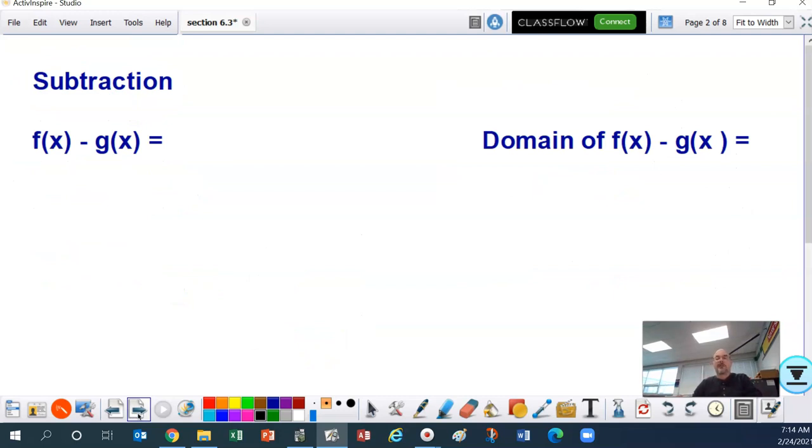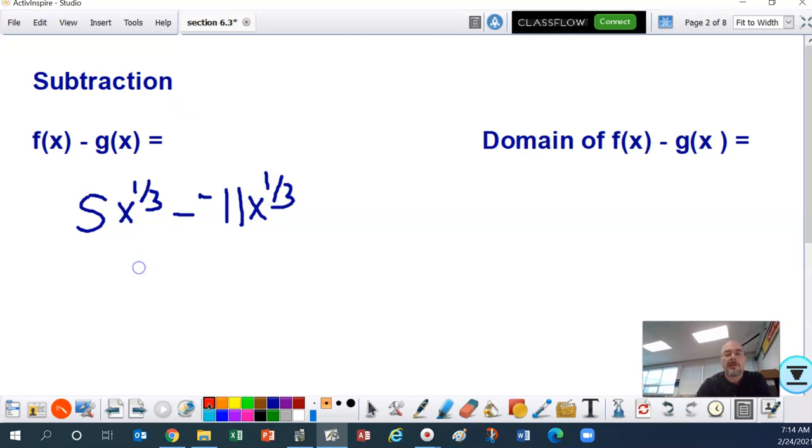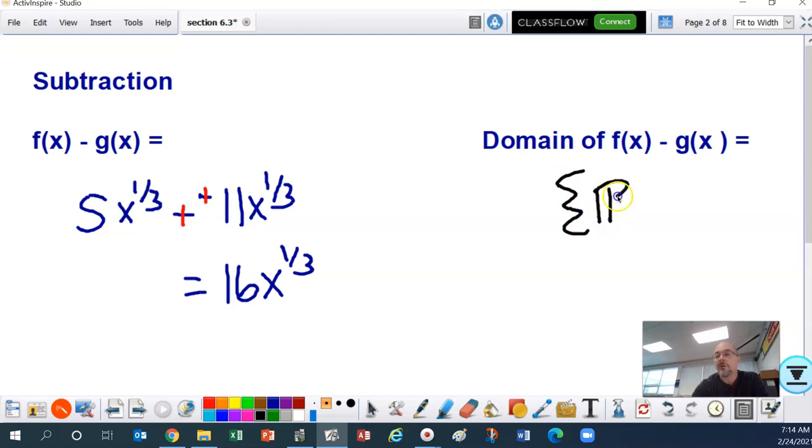Now we're going to subtract the two. Let me write this out. We're going to take 5x to the 1/3 and subtract the negative 11x to the 1/3. There's a sign change there: that turns into plus positive. And add those together, and that's going to be 16x to the 1/3. If you want, you could type that into your calculator, but guess what? The domain is still going to be all real numbers.